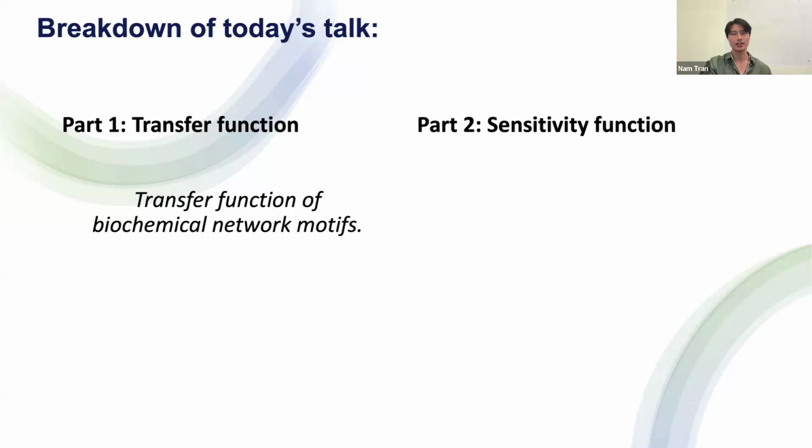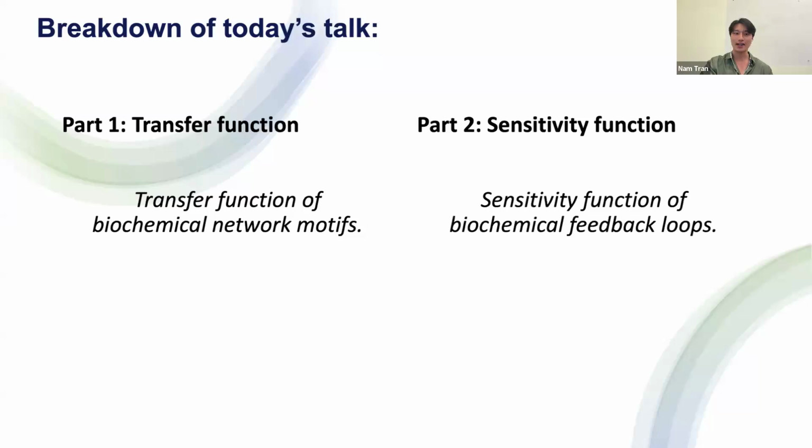So for part one, I'd like to talk about transfer functions of biochemical network motifs. And for part two, I'd like to talk about sensitivity functions of biochemical feedback loops. Those are a bit of a mouthful, and I hope it will make sense at the end of this talk.